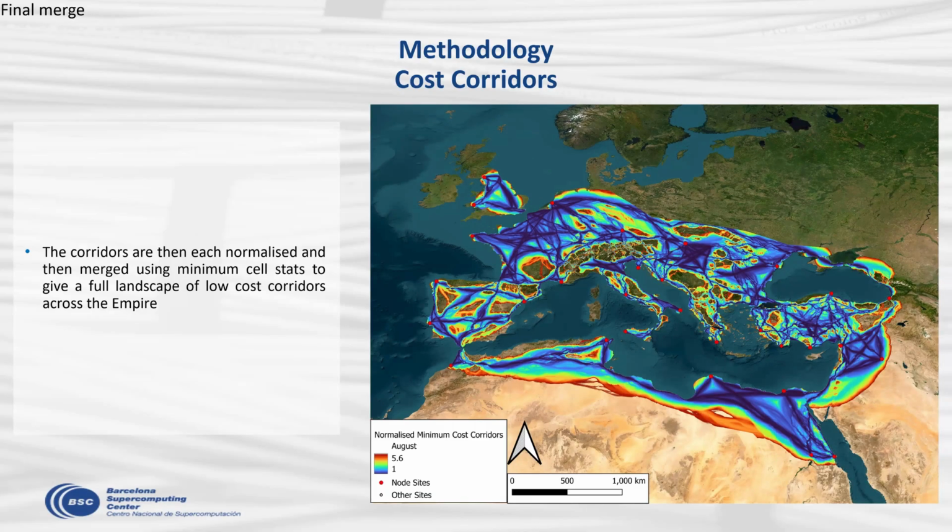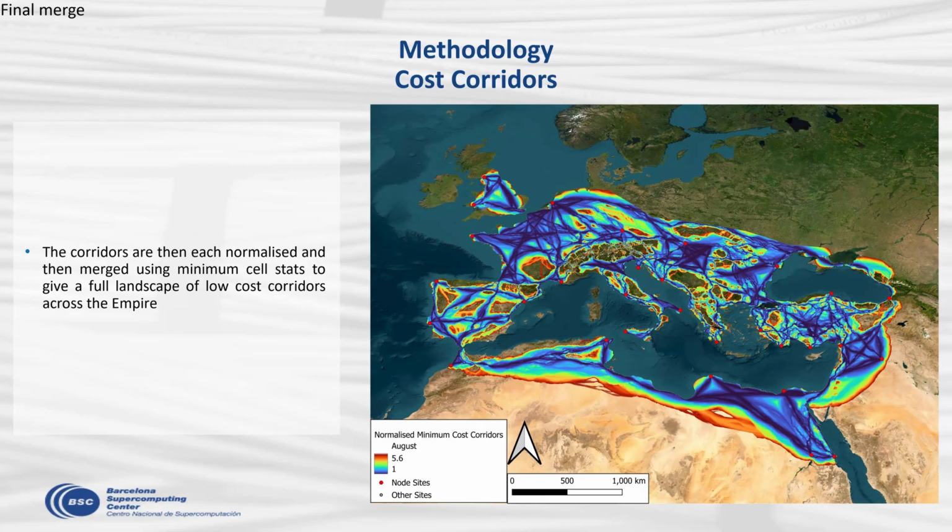So it's a fairly simple methodology that gives us quite detailed and impressive output. Basically, we make cumulative cost surfaces for these 40 node sites, average every single pair of them, and then normalize them and merge them together. And it gives us this detailed look of low-cost routes across the empire. And again, all you need to do this is the cost surface and points.